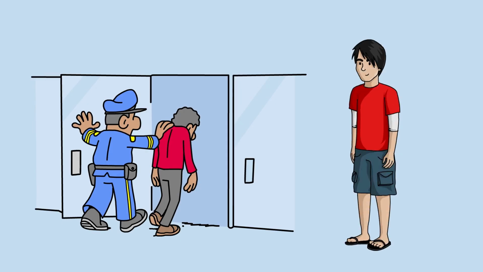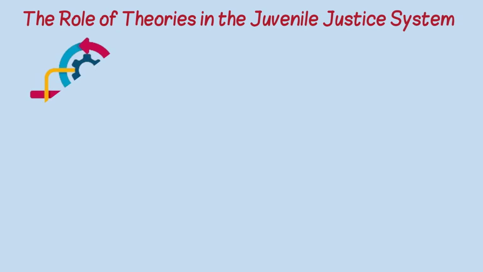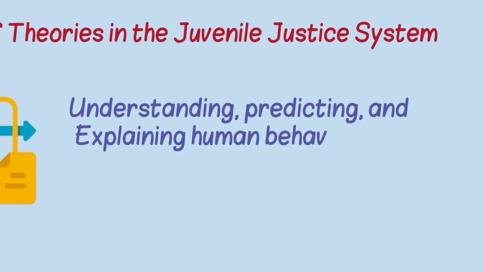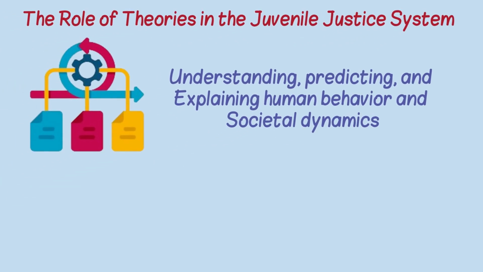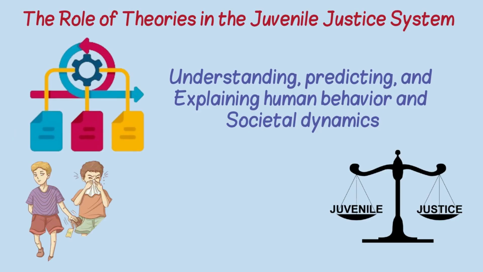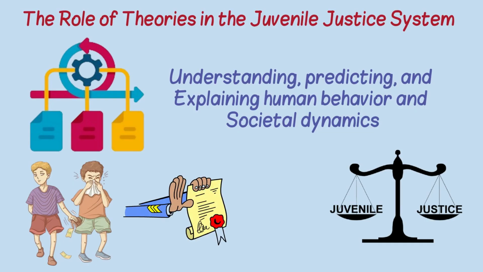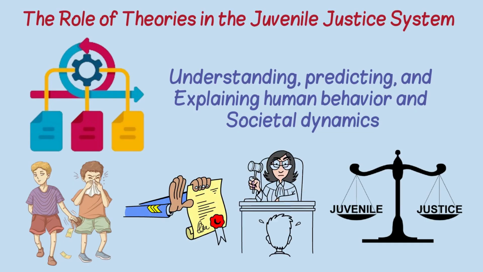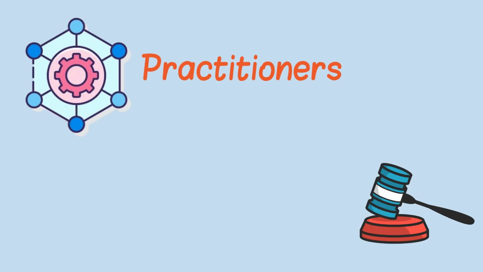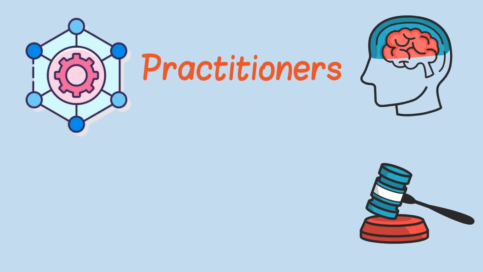children and adolescents. The role of theories in the juvenile justice system. Theories are systematic frameworks for understanding, predicting, and explaining human behavior and societal dynamics. In the juvenile justice system, theories provide a foundation for addressing the causes and consequences of juvenile delinquency, shaping policies and interventions to reduce youth crime and support rehabilitation. By applying these frameworks, practitioners and policymakers can make informed decisions to address the complex factors contributing to delinquent behavior.